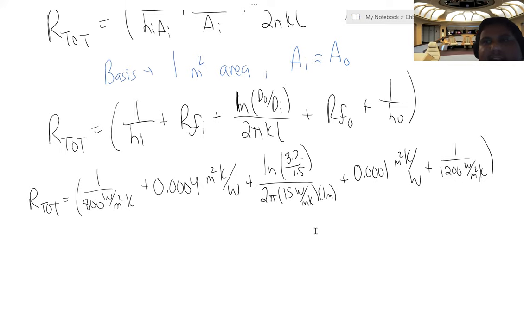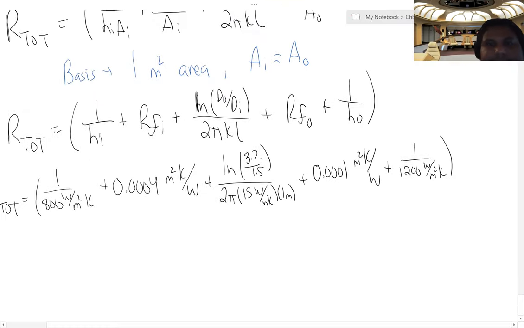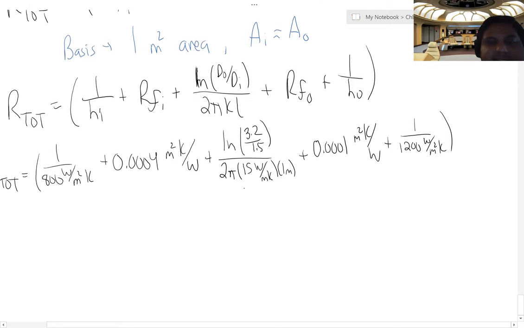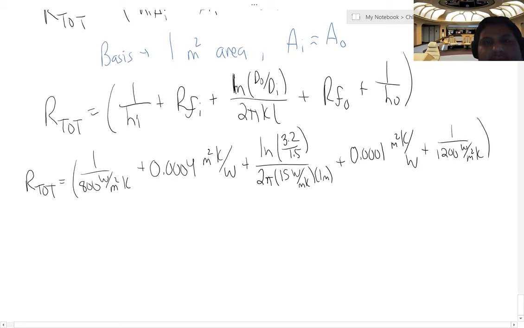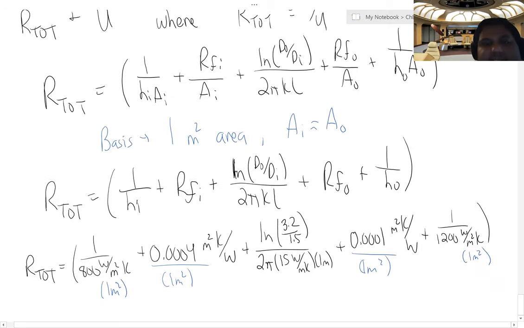And so to make the units work out, because I see this is all meter squared Kelvin per watt, except for the middle, which is Kelvins per watt. But since I'm looking at a basis of 1 square meter, I could put those values in and say this is going to be times a square meter, this is going to be divided by a square meter, this is going to be divided by a square meter, and this is going to be times a square meter, to make it look like the original expression.